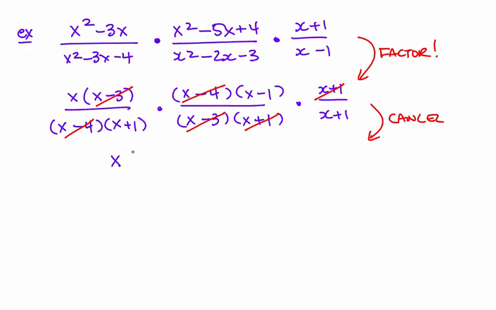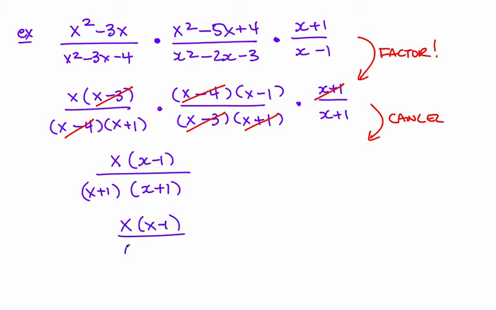That would leave me with x times x minus 1 on the top and x plus 1 times x plus 1 again on the bottom. And generally we write that as x plus 1 all squared. So there is my solution to this.